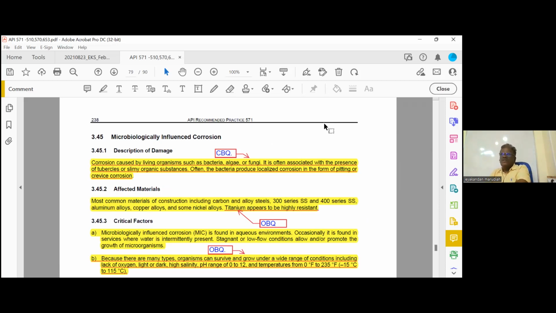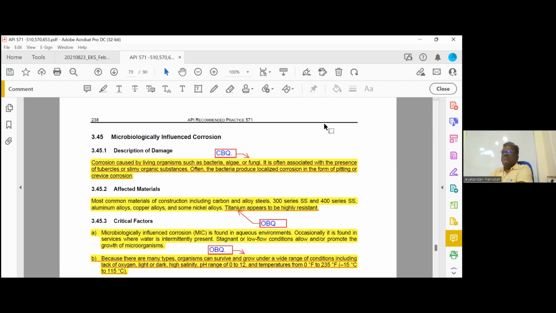This problem will come due to living organisms. Living organisms means bacteria, fungus, algae. Due to that, it is called MIC, microbiologically influenced corrosion. Now, generally we say all living organisms need light and oxygen. That is not required actually. For MIC, there can be no light, total darkness, no oxygen, and still this corrosion will happen. But they need sulfur, phosphorus, nitrogen for growth.